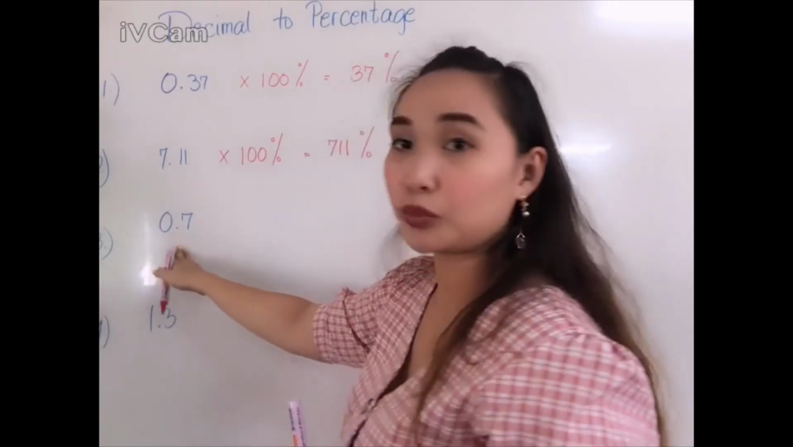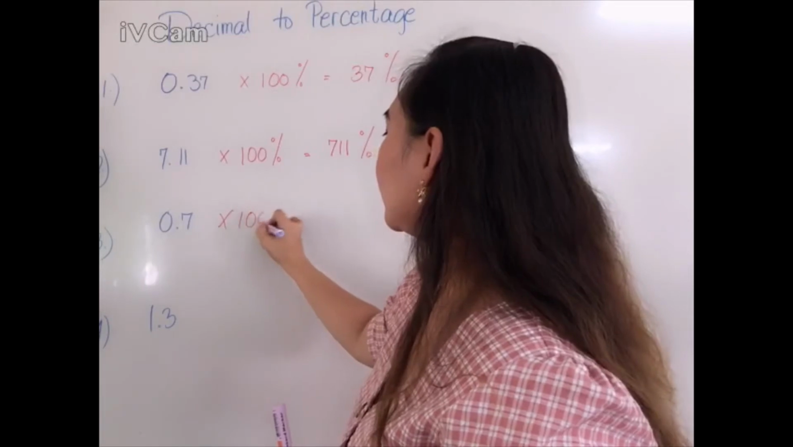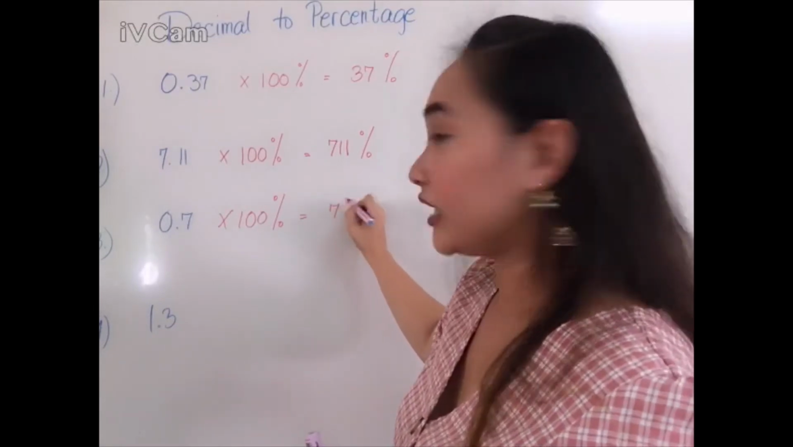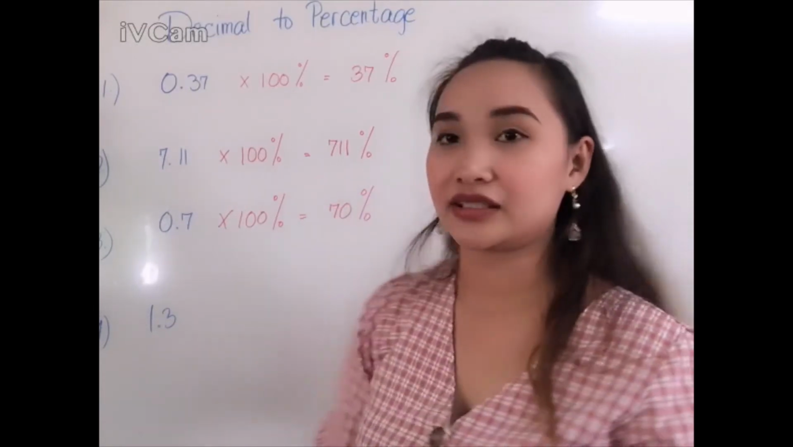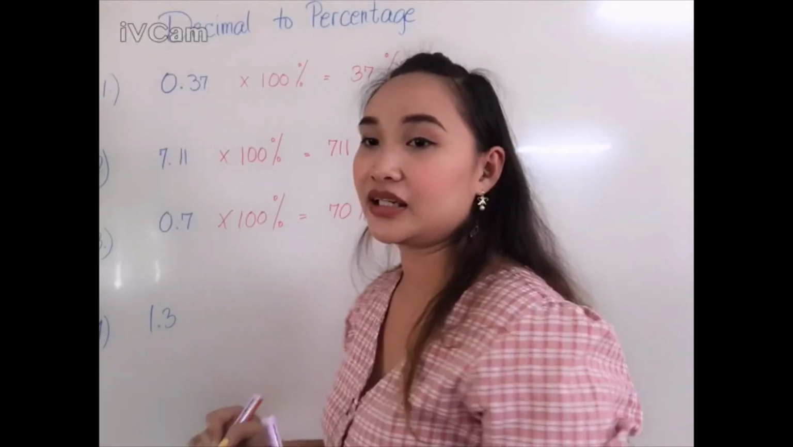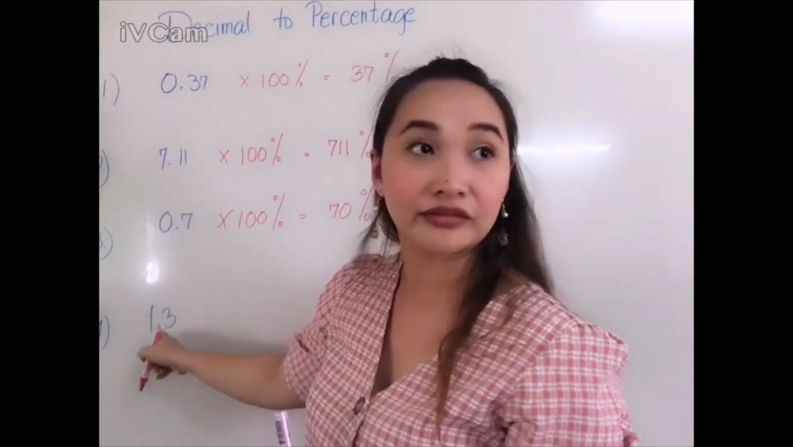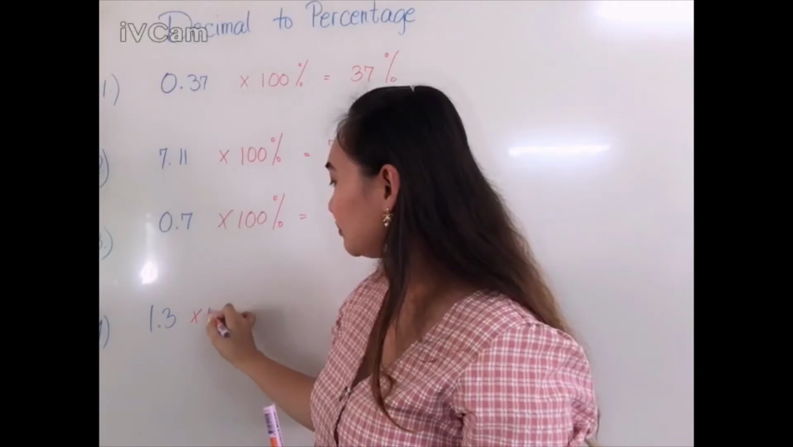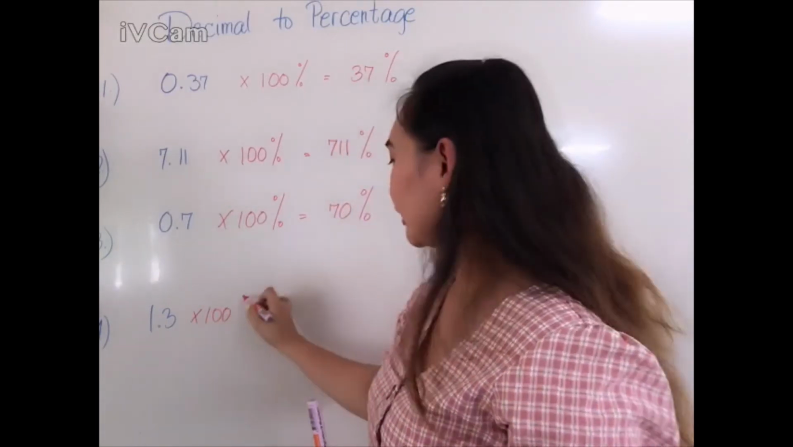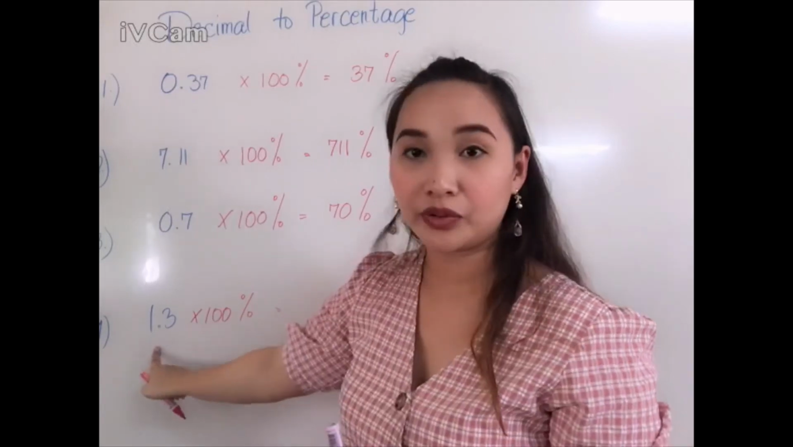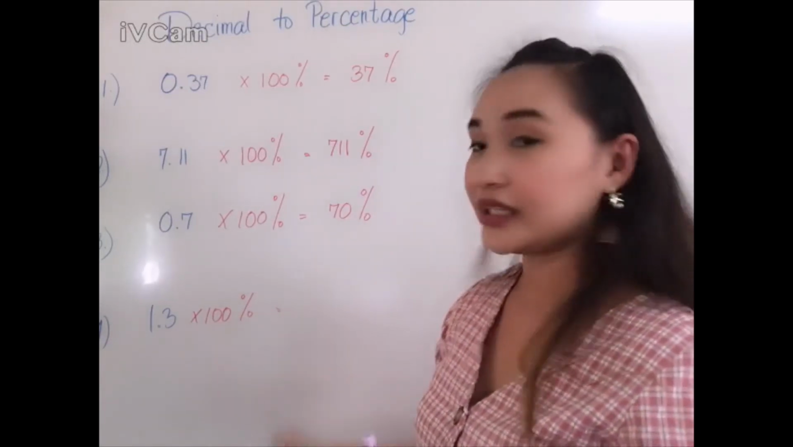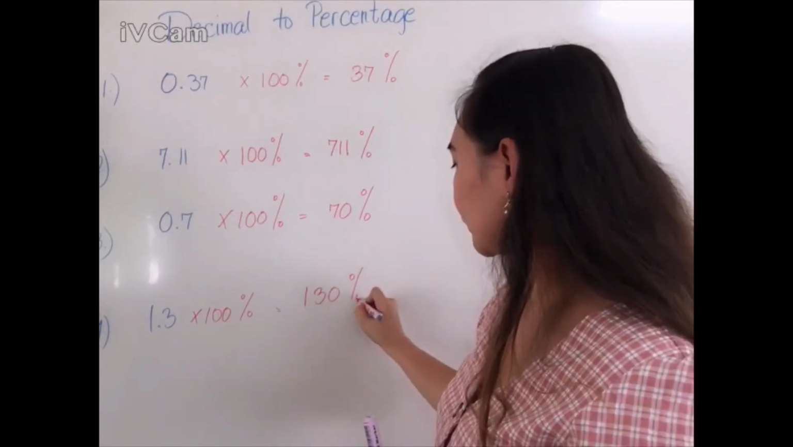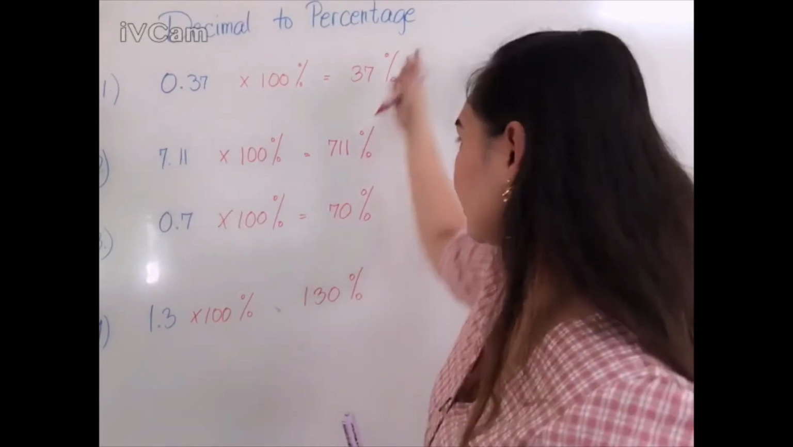Next, number 3, 0.7 times 100%, that is equal to 70%. Next we have 1.3. Changing a decimal to a percentage is by multiplication. Multiply by 100. So 1.3 times 100%, that is equal to 130%. Alright, so that's very easy, right?